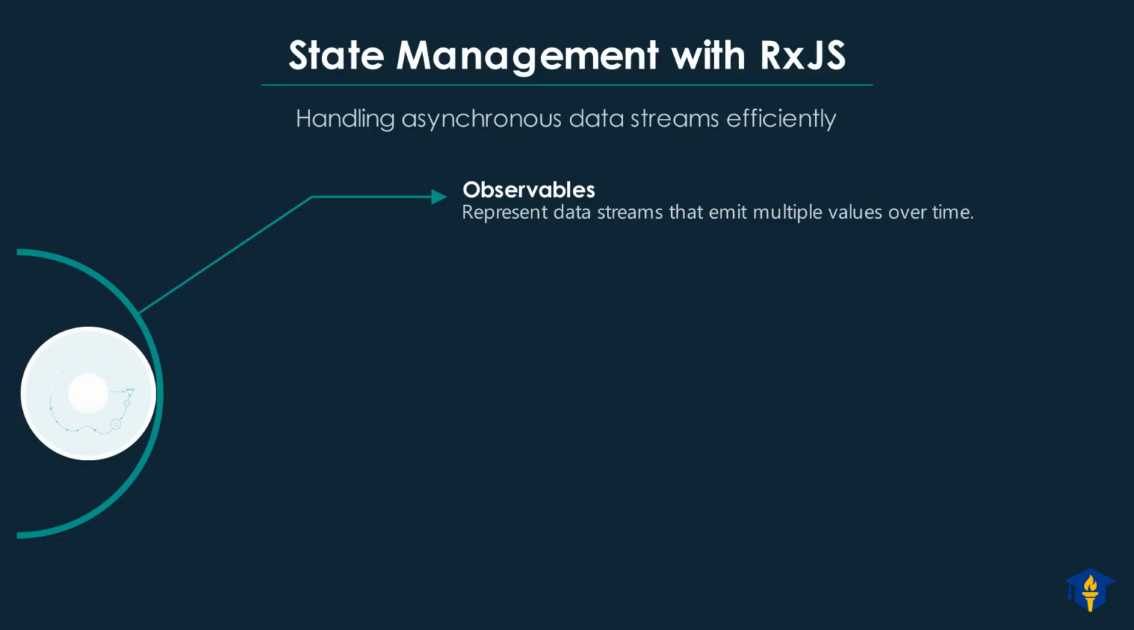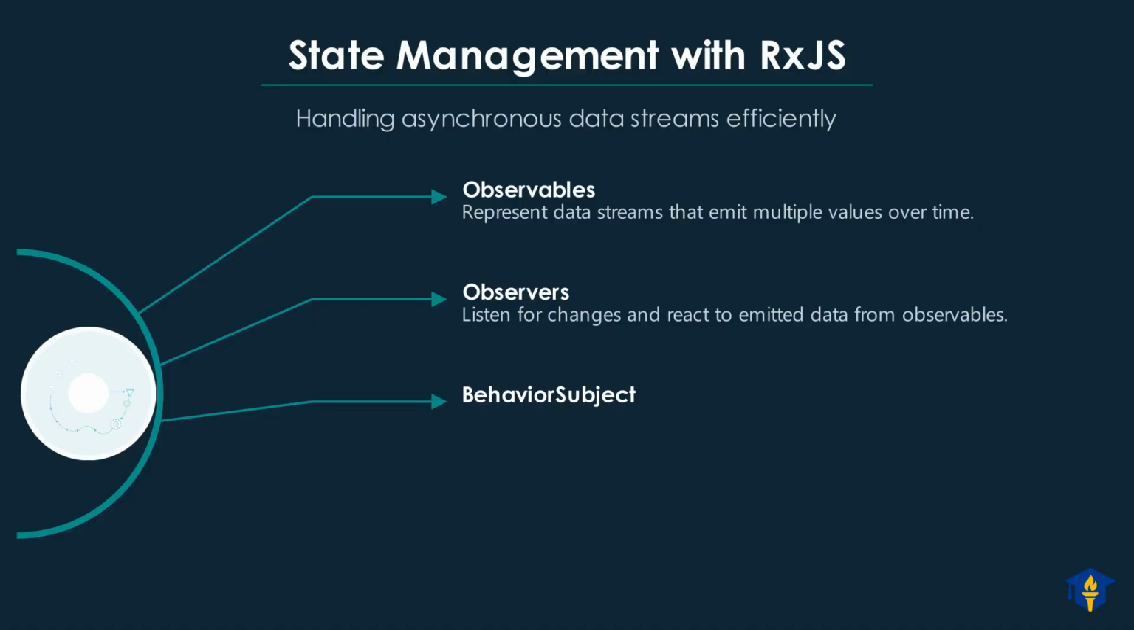These are crucial for handling ongoing data, such as real-time updates, or user input sequences. Observers, on the other hand, listen for changes and react to the emitted data from observables. They act as consumers, processing the values that observables produce in your application.